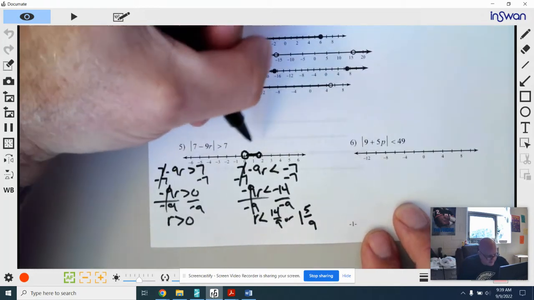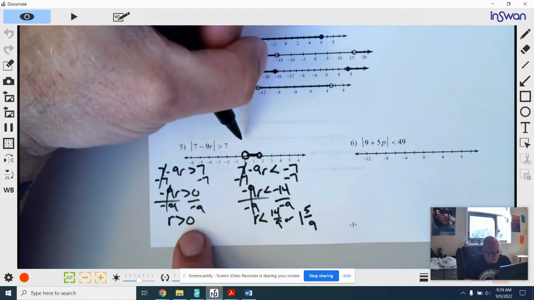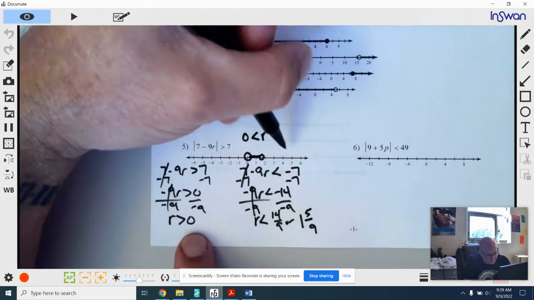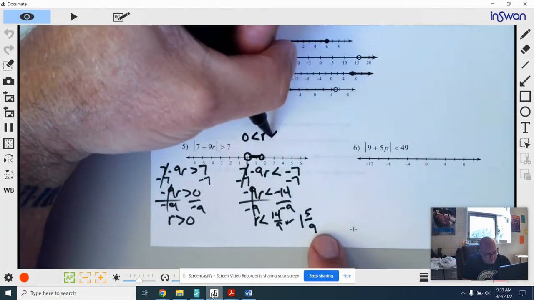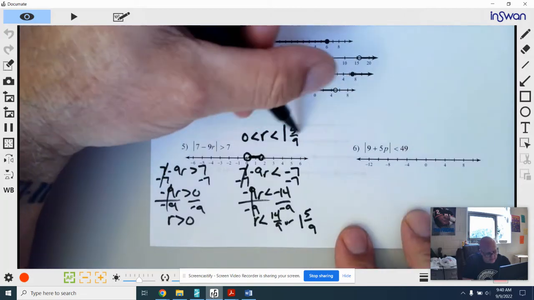I'll come up top here and write my final answer. So 0 is the smallest number, so I'm going to put that on my left side. So 0 is less than r. And then this 1 and 5 ninths is my larger number, so that's going to go on the right side there.